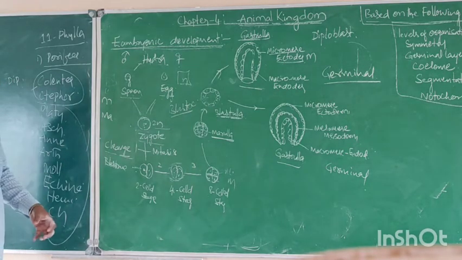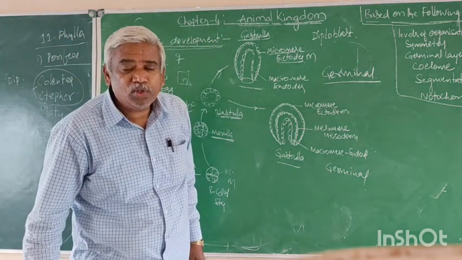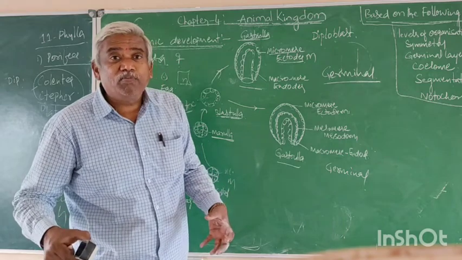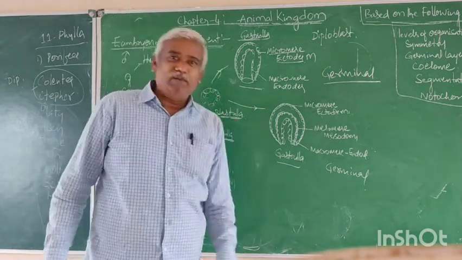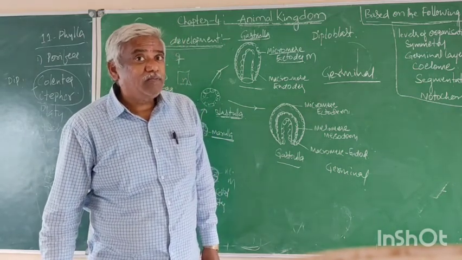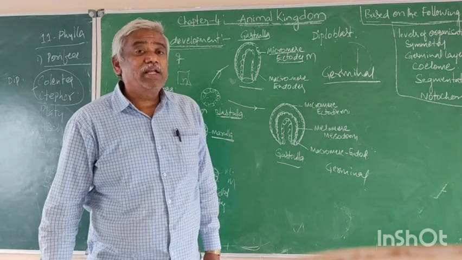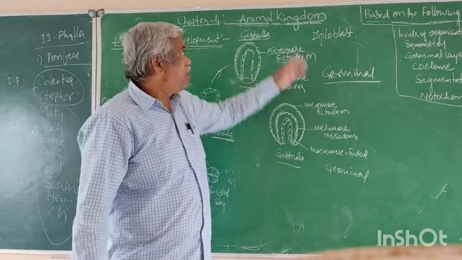Which is the first triploblastic phylum in the animal kingdom? Platyhelminthes. It is also the first phylum with bilateral symmetry. Name the two symmetries: radial symmetry and bilateral symmetry.